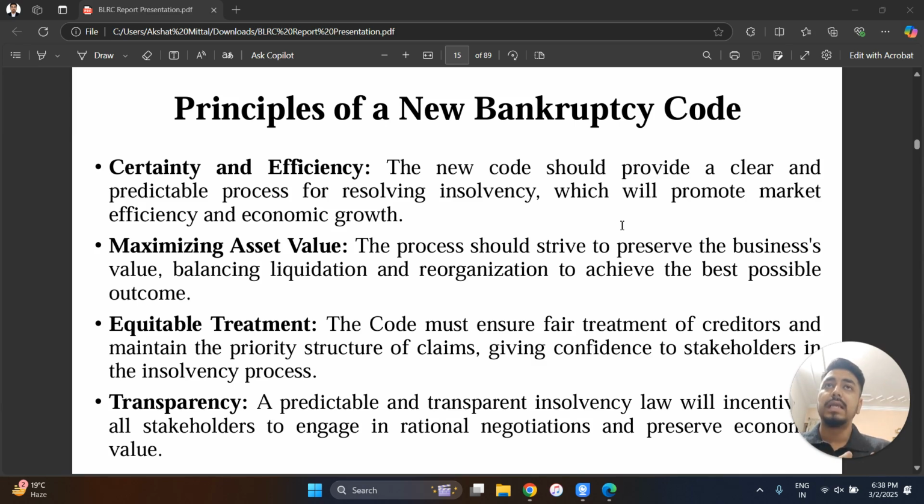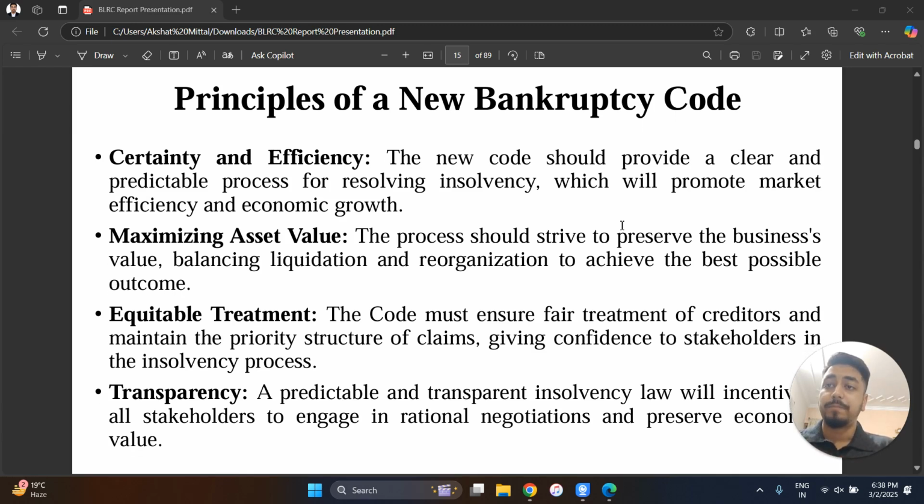The idea is not to save the persons behind a company or a partnership firm, or, let's say, to safeguard a sole proprietor, but the idea is to save the business, which will ultimately contribute to the overall economic growth. Secondly, the maximization of value of assets. This particular code should offer such a swift process that the asset value of the bankrupt or insolvent entities should be maximized in such a manner that most of the creditors get the actual value which they have lent to the debtor.